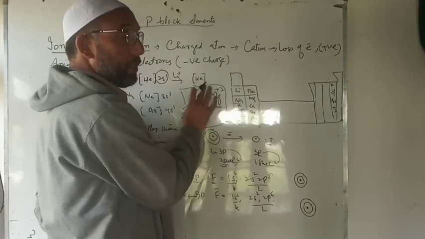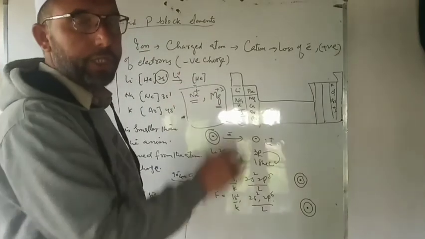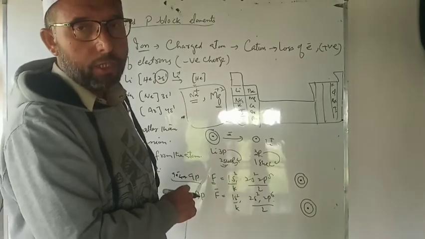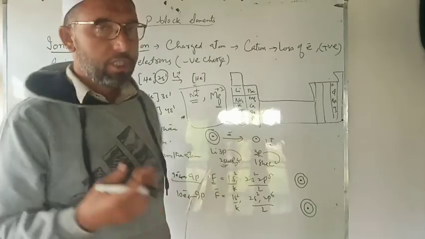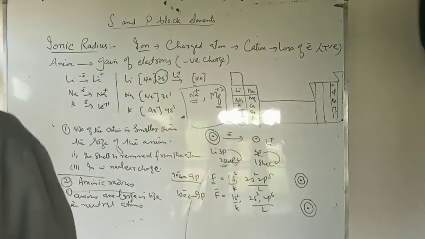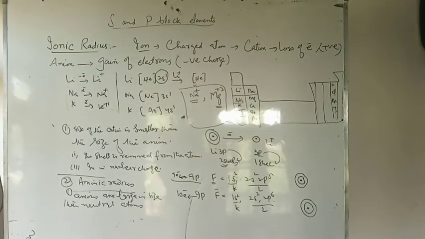The increase in the positive charge will lead to a decrease in the size of the cation. So the cations which have more charge on them are smaller in size than the cations which have less charge on them. You should keep this in mind because it is very important.